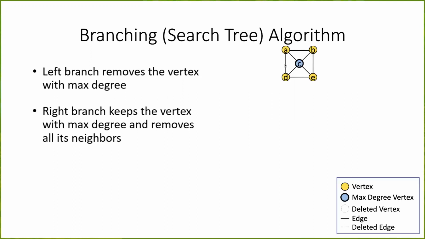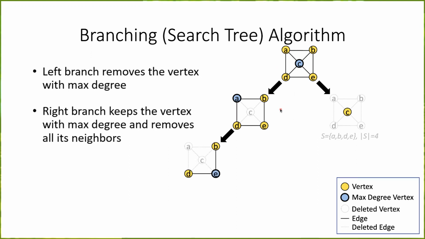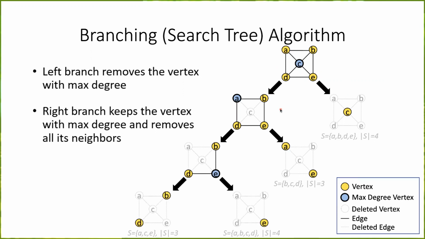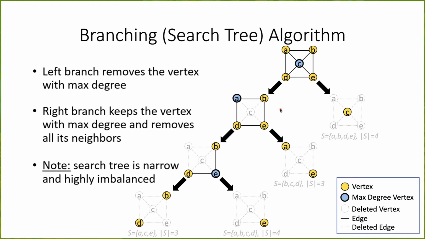So let's take, for example, the previous graph. The vertex of maximum degree is C. Going to the left, we remove C. Going to the right, we remove the neighbors of C, and this creates a vertex cover. We continue on the left branch, and we remove A, which is the maximum degree vertex. Going to the right, we remove the neighbors of A, and that gives us a vertex cover of size 3. And then we do the same thing again. And the minimum vertex cover of this graph is 3. It is also important to note that the search tree is narrow and highly imbalanced.